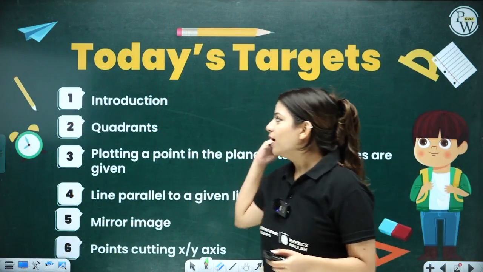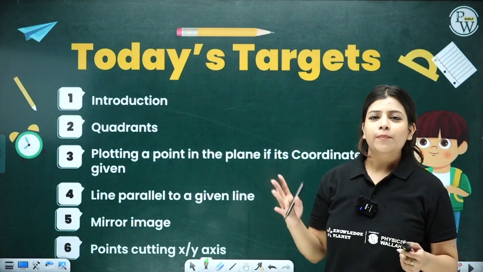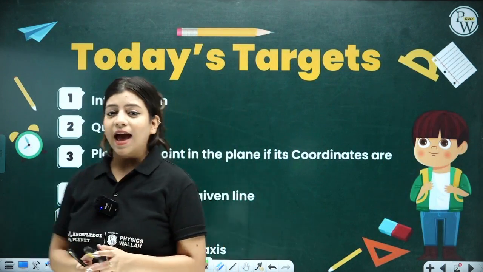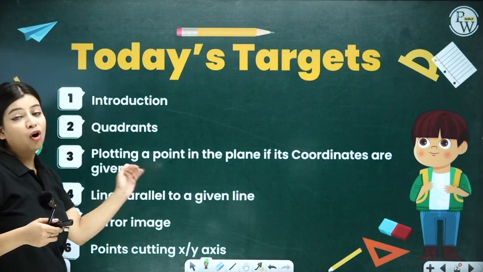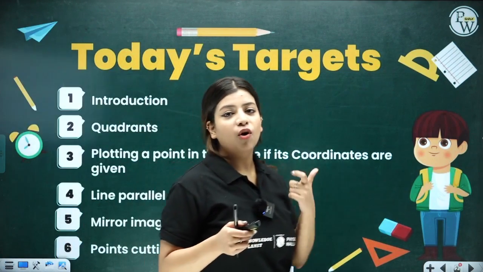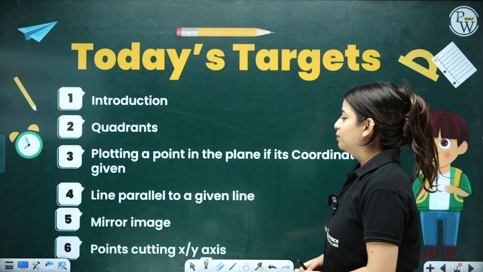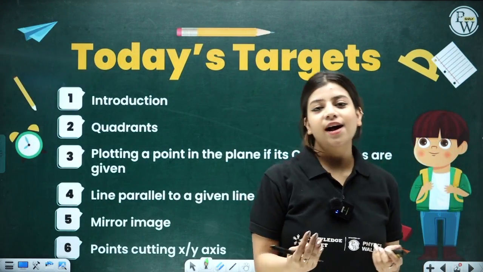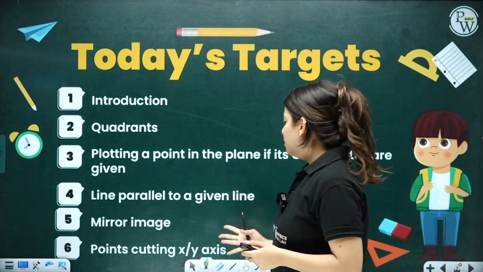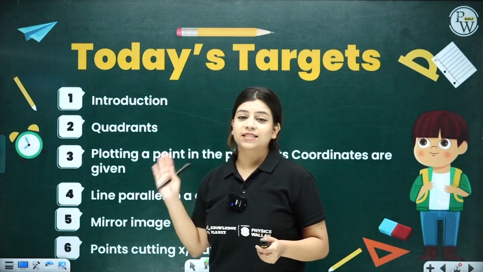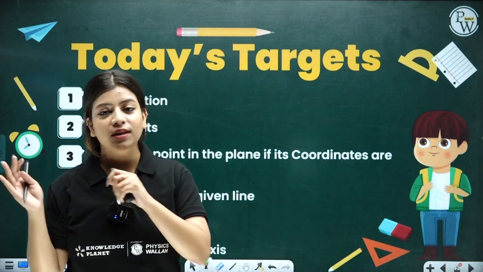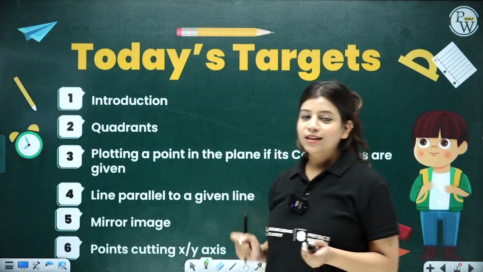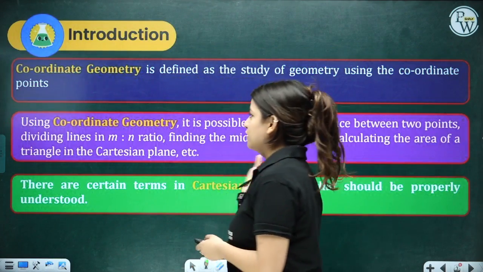Over here we are going to start with the introduction of this topic, that is, what is coordinate geometry. After that we are going to start with the quadrants, and then how to plot the points on a Cartesian plane. Then we will talk about the line parallel to the x-axis and the y-axis respectively. After that, the mirror image and points cutting the x and the y-axis. So these are a few important topics from this chapter that we are going to study in detail in this one lecture. So let's start with the very first topic.